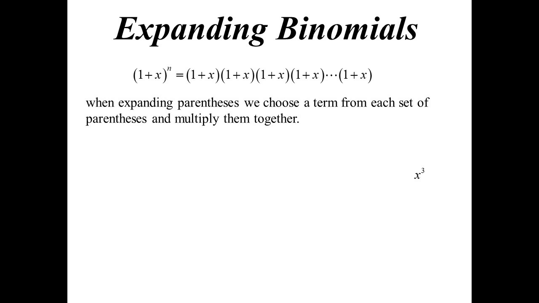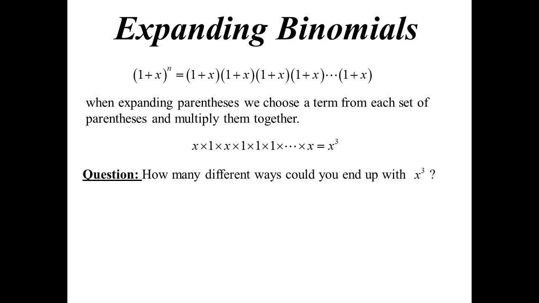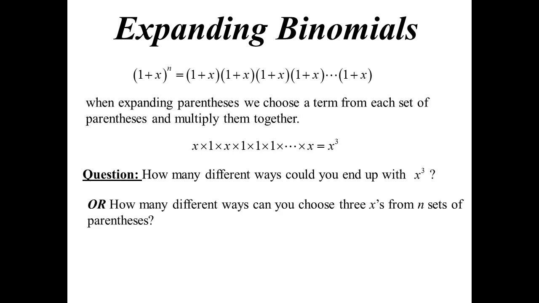and that would be our complete expansion. So, for example, I could choose x from the first parentheses, then a 1, then an x from the next one, then a 1, then a 1, then a 1, and I'll keep pulling out the 1s until I get to the last parentheses where I'll pull out the x, and that would be x cubed. That's just one possible way of coming up with a term. So the question is, how many different ways could I have ended up with x cubed? Or how many different ways can I choose 3 x's from n sets of parentheses?